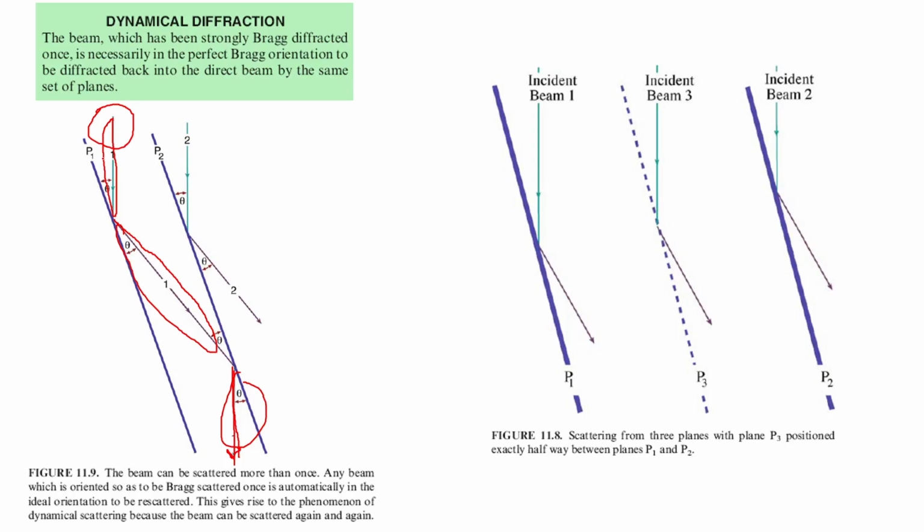So this is known as your dynamical diffraction. So basically your incident beam is getting diffracted twice, once by the plane P1 and once by the plane P2, and then it will have a parallel path with your initial incident beam, that is this one beam.